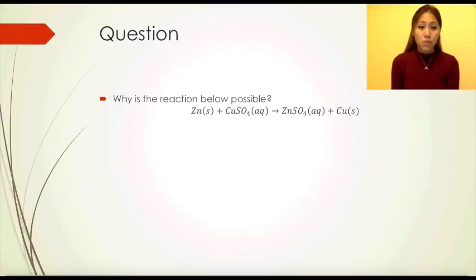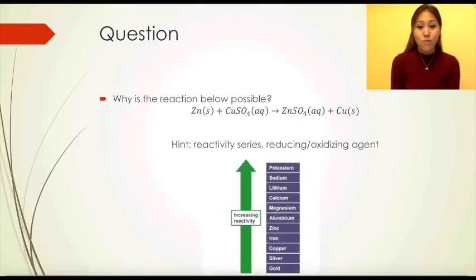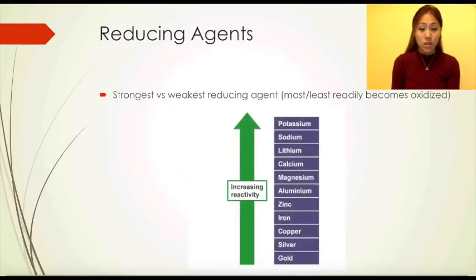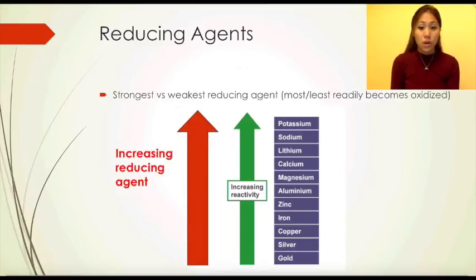Now, referring to what we just talked about with the reactivity series, why is the reaction below possible? Here is a hint for you to quickly refer to as you finish this question on Nearpod. So again, reducing agents increase in the same direction as the reactivity series. As you increase in reactivity, so do you increase in reducing strength. It means the reactant becomes more easily oxidized.